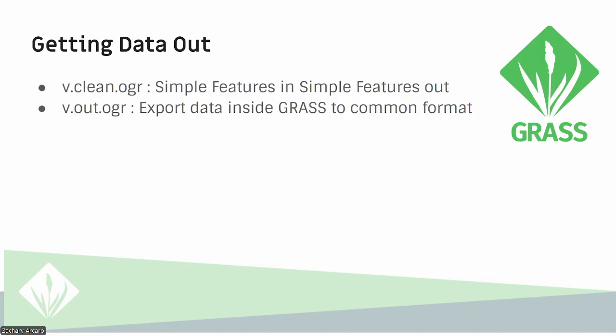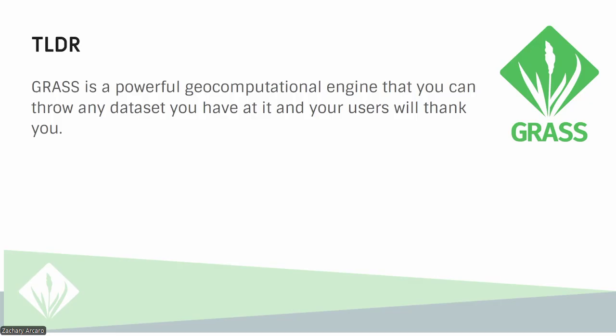A couple of options for getting data out once you are good and clean is v.out.ogr. Anything that you can use with OGR or GDAL's new fancy CLI interface, GRASS uses to export any kind of file or anything that you need.